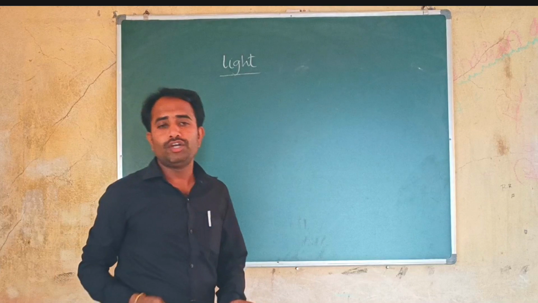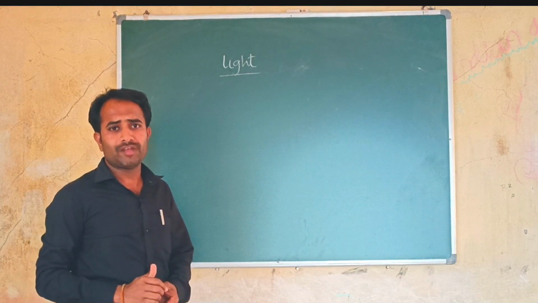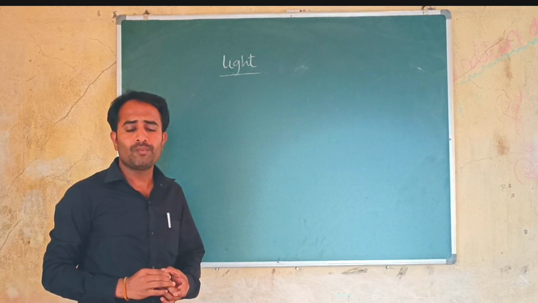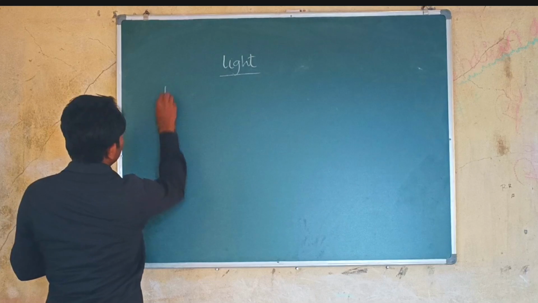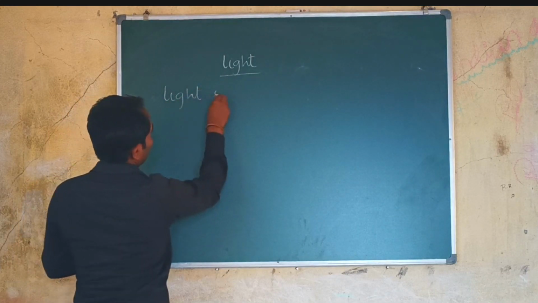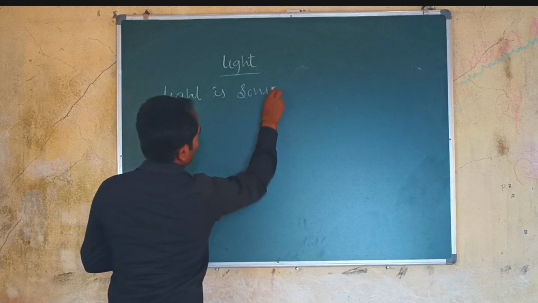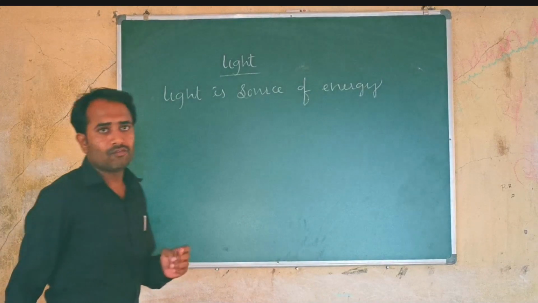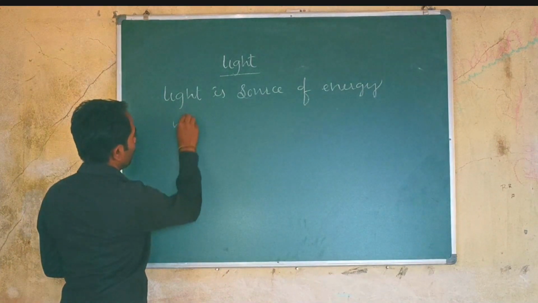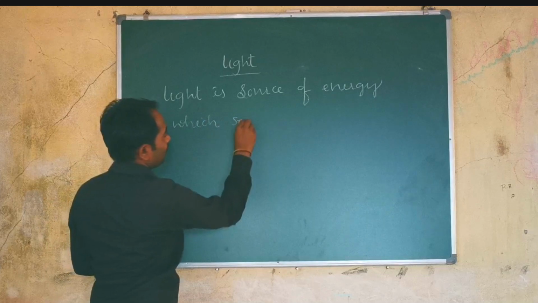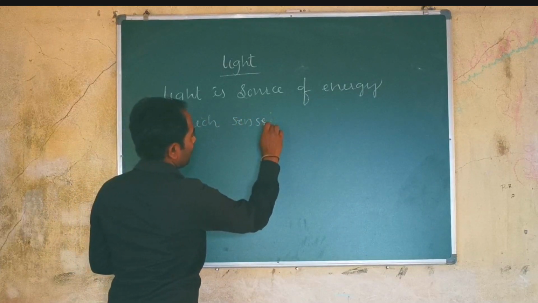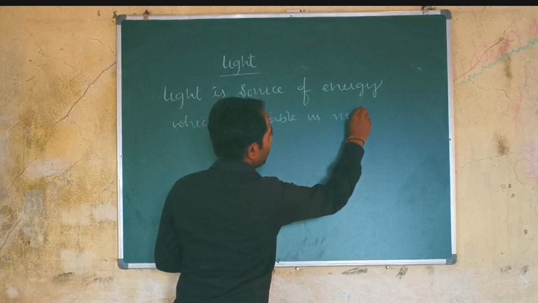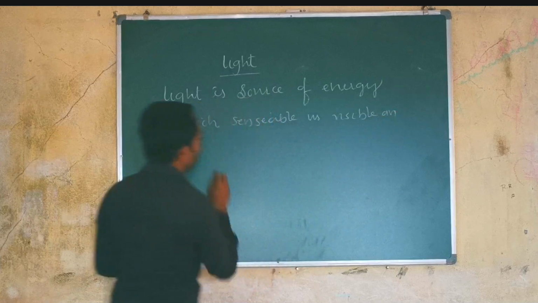In today's section, we are discussing the chapter on light. Light is a source of energy which makes objects visible to the sensible organs.